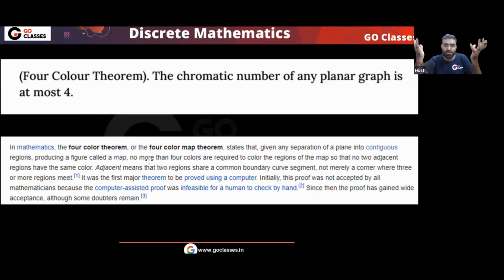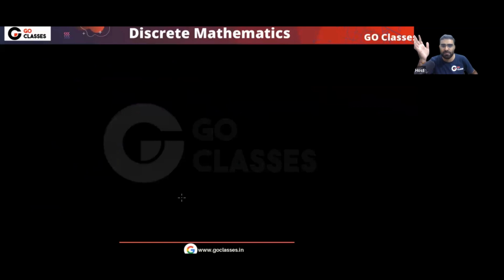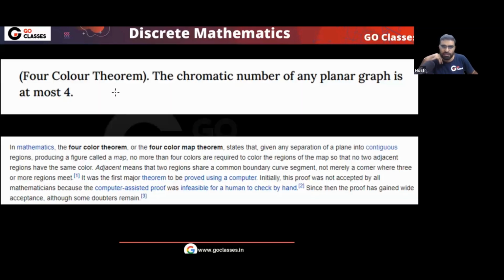So if you want to become very popular in this world, you can try to prove it without computer. Just try to prove it without computer, and you will become very popular, because for this theorem there is no proof available without computer. So anyway, this is your four color theorem.